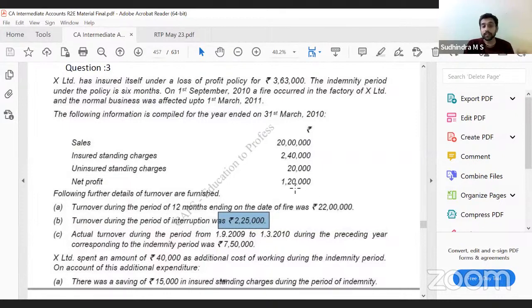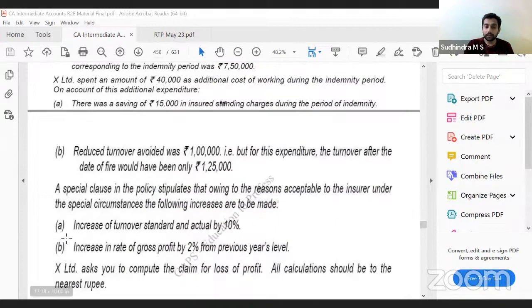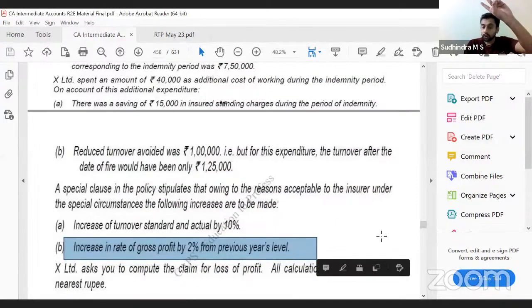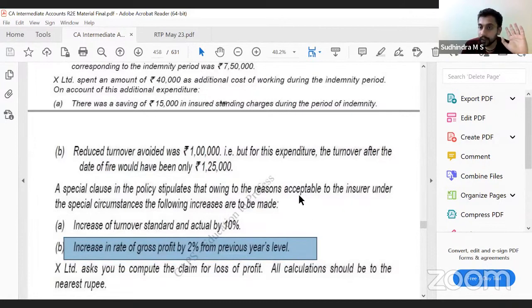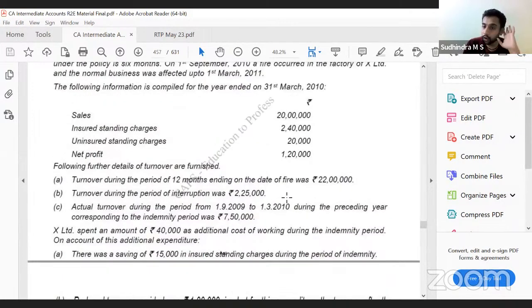Now the gross profit percentage. What is the gross profit percentage that we have? Net profit 1,20,000 plus insured standing charges 2,40,000 gives 3,60,000, divided by sales into 100. This is 18%. With this, there is one adjustment that we have to do: 2% increase. Add 2%, so gross profit will be 20%. So short sales 6 lakh into 20% gives 1,20,000 profit loss due to short sales.